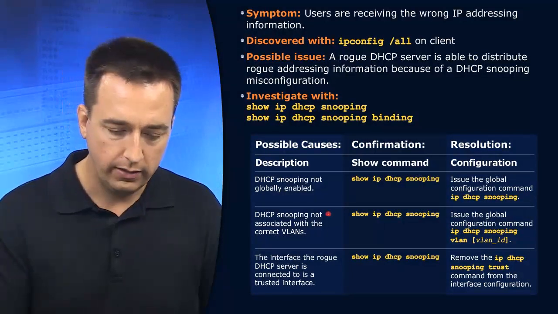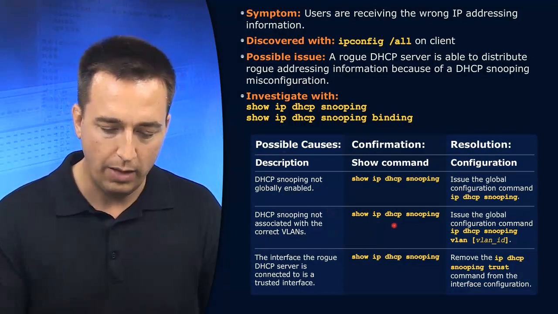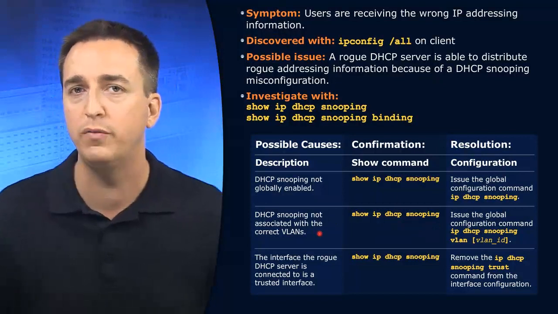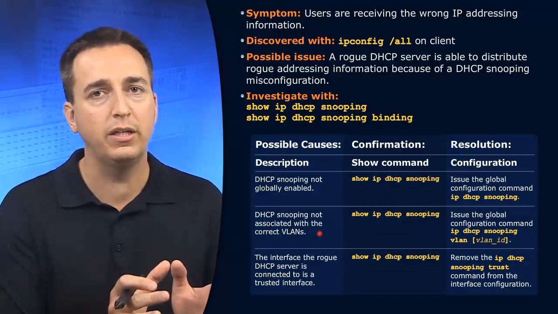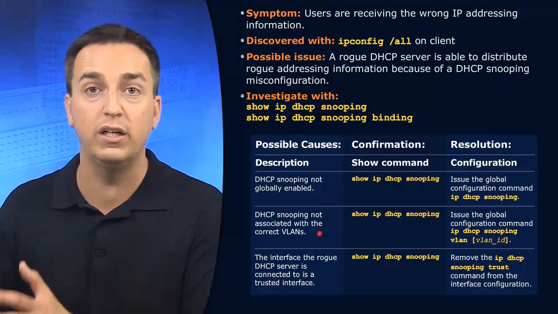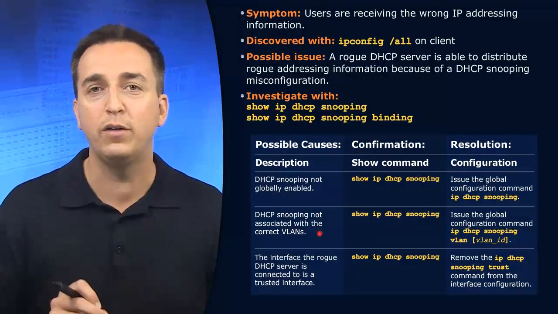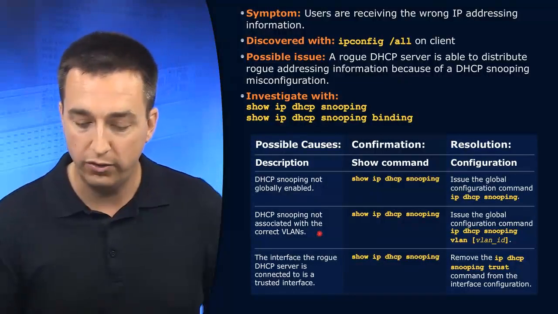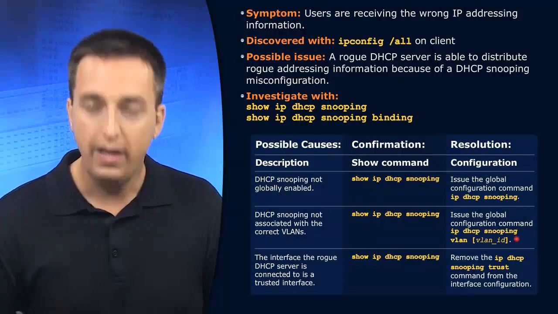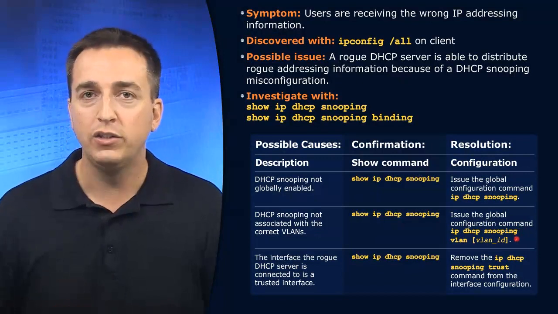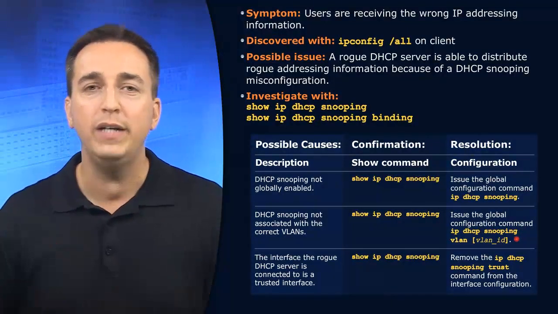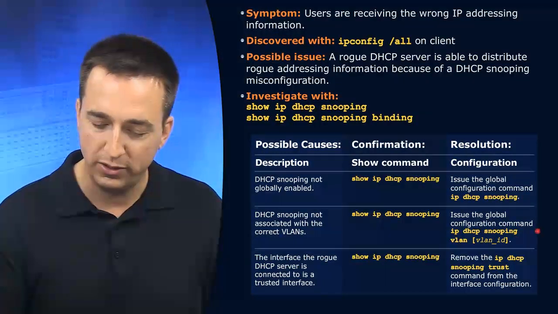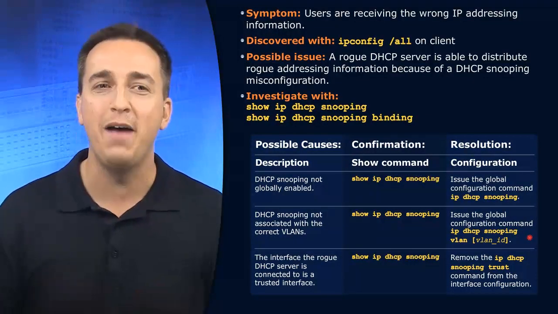When you analyze the output of show IP DHCP snooping, you can also verify if DHCP snooping is associated with the proper VLANs. You see, just because you enabled it globally doesn't mean it's going to be functioning for the individual VLANs. You have to make sure it's turned on a VLAN by VLAN basis as well. And the command to do that is IP DHCP snooping, and then you specify the VLAN. So if you set it up for the VLANs, but you fail to enable it globally, you have a problem. If you enable it globally, but you fail to set it up for the VLANs, then you have a problem as well.